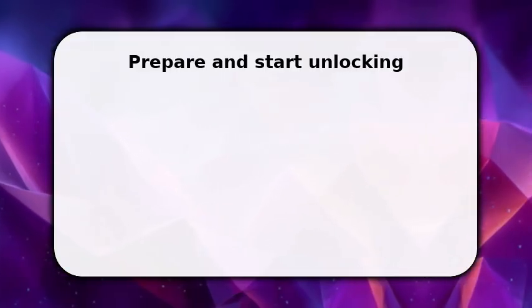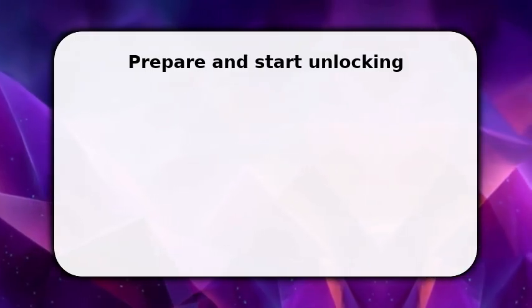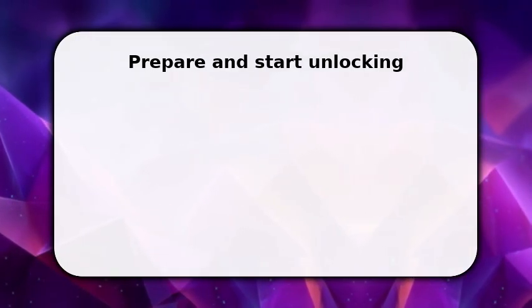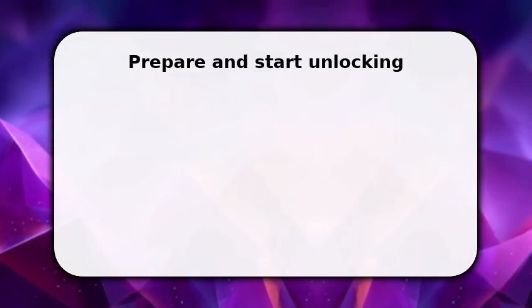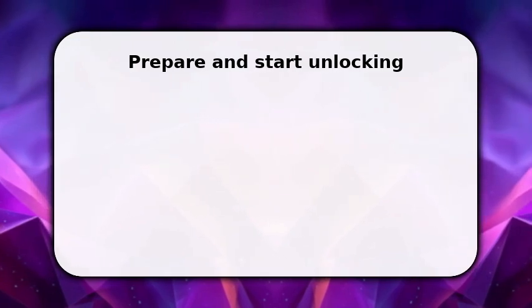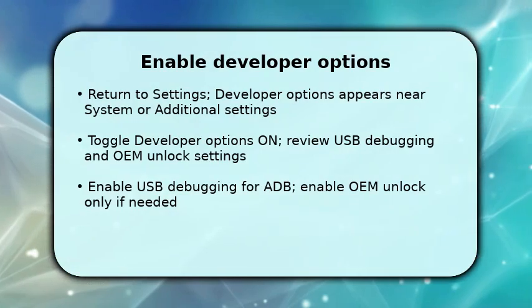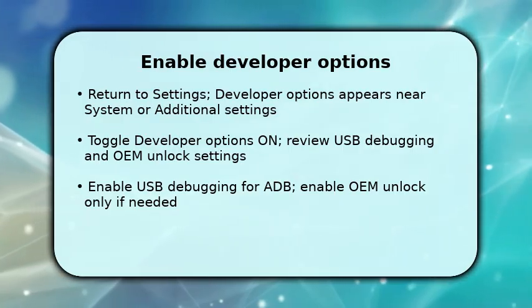You tap build number repeatedly to enable developer mode. Do this deliberately and watch for the countdown-like feedback. Once prompted, confirm your device PIN or pattern so Android registers you as a developer and moves to the next step. Once done, return to Settings and look under System or Additional Settings for developer options. It appears only after you activated it.